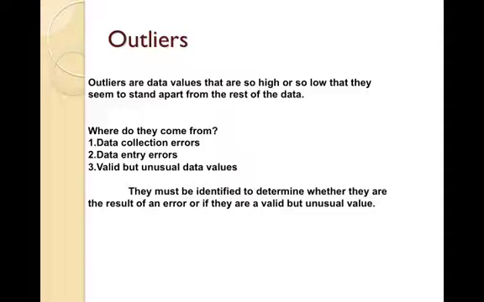Number 3 could be valid but unusual data values. Okay, if we had a guy who was 6'10", he's going to have a value that is probably going to be an outlier compared to the rest of the heights that we get in our data set. It's just we've got a really tall guy, so sometimes those things happen. Outliers must be identified to determine whether they are the result of an error or if they are a valid but unusual value.